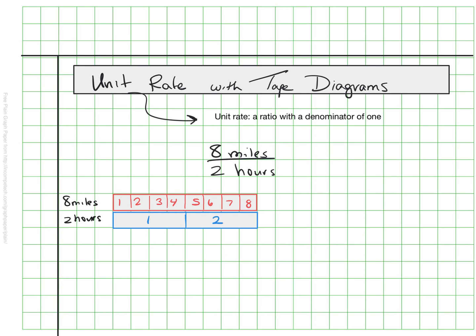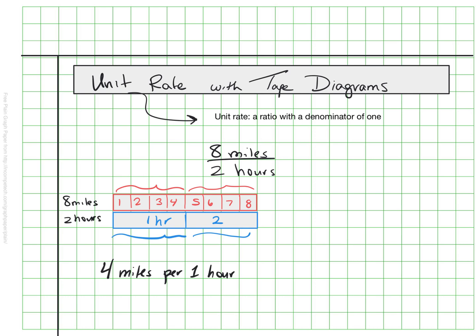And since I'm looking for a unit rate, I'm looking for 1 hour's worth of distance, right? So I can look right here, and that's 1 hour, and it corresponds with the section here, which is 4 miles. And the other hour corresponds with 4 more miles, which of course means that our unit rate is 4 miles per hour, or for 1 hour.